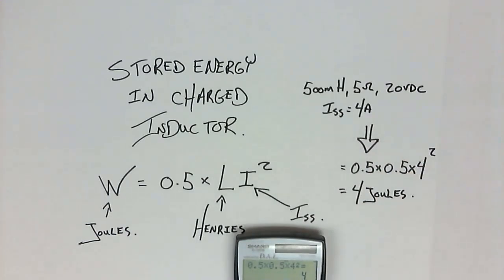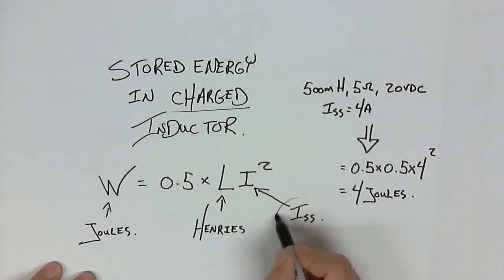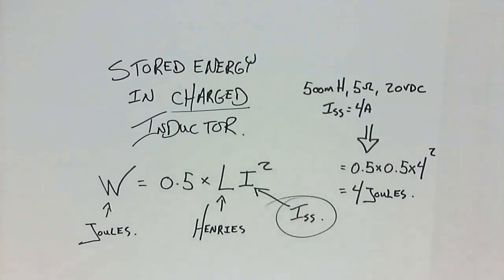So it's a pretty simple calculation, and typically it's used to determine the amount of energy in a fully charged inductor, and so that means we're calculating it once we've reached the steady state value.